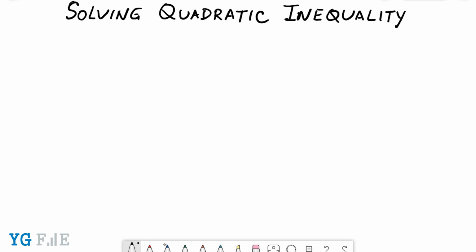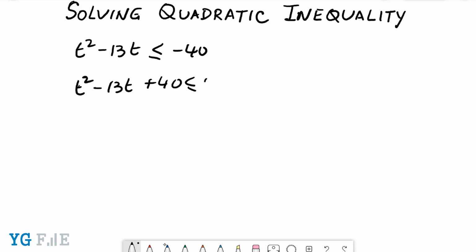So let us take the inequality t square minus 13t less than or equal to minus 40. We will convert this into an ax square plus bx plus c expression by taking everything on the left side. So this becomes t square minus 13t plus 40 less than or equal to 0. Now again we will factor this one. 40 has factors 8 and 5 that satisfy 13. So we will write it as t square minus 8t minus 5t plus 40 less than or equal to 0.